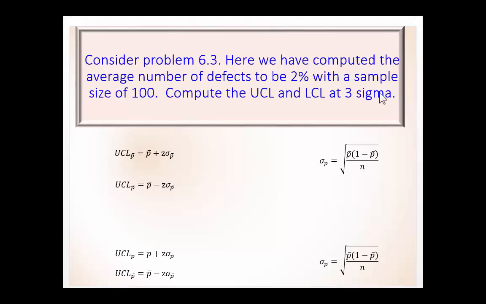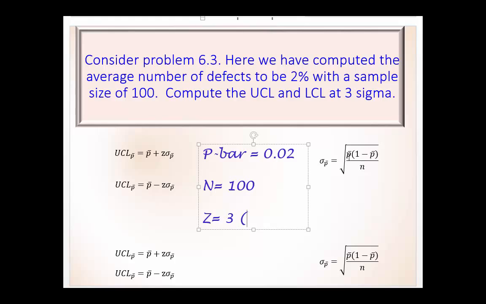First thing, let's put down the information that's relevant. We've got our P bar, which is 0.02, right? Because it's 2%, we convert that to a decimal. We also know that our N is going to equal 100, because it tells us that in the problem. And we also know that we want our Z value to equal 3, which we know is how many percent?